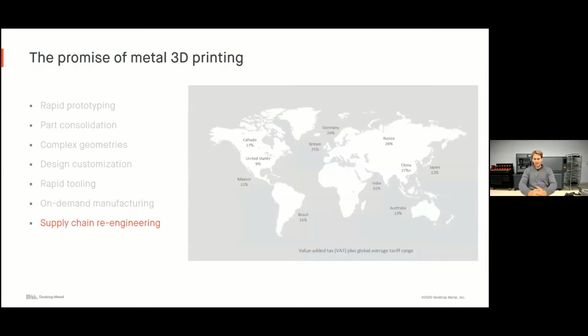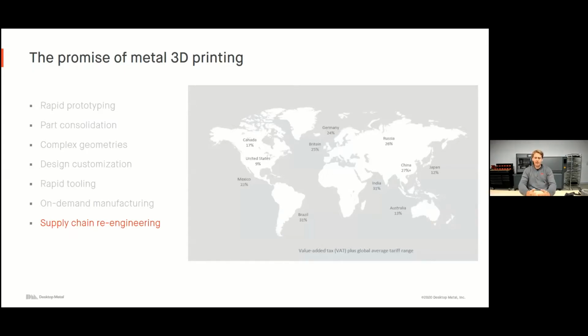This last point is going to take a little bit longer to come around, but the idea of really re-engineering the supply chain. So many parts are made all over the world and then shipped on these large cargo tankers to different locations, simply because it's cheaper to do it that way than it would be to manufacture it on site, in the US or in Europe, or even in Asia, depending on where you are.